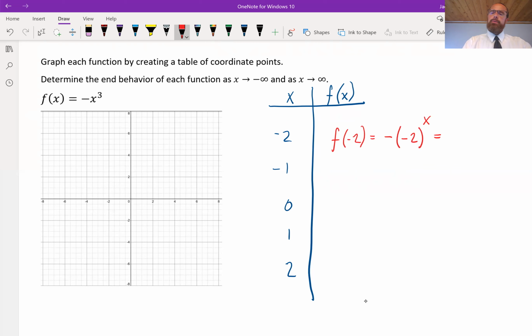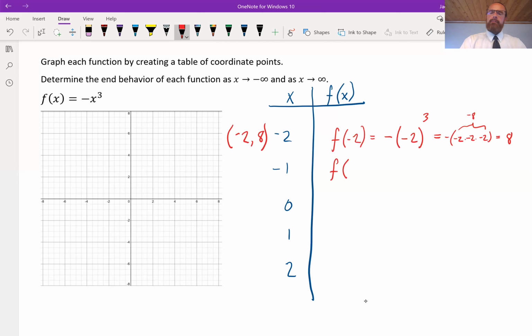So that becomes, let me fix this. I've got it looking like an exponential function right now, but that exponent should be specifically 3. So let's cube -2. So this is negative times -2 times -2 times -2. So we'll just resolve this interior first. So that's 3 negatives. That's going to be a negative product of -8. -8 becomes +8. So our first point here is -2, +8.